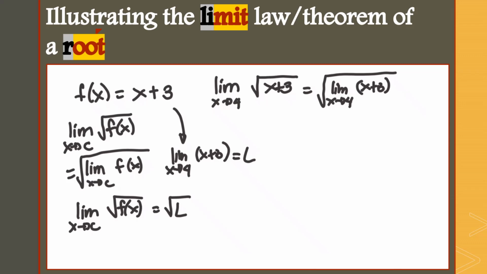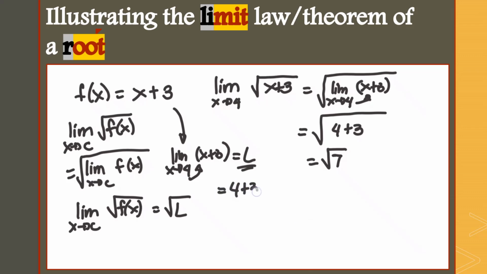Anyway, let's try to illustrate both of them. Let's use the idea of taking the power or the root outside the limit. So you have the square root of the direct substitution, because this is a linear function. You have 4 plus 3, so the answer here is square root of 7. Let's try to solve for L first. By direct substitution, you will have 4 plus 3 equal to 7. This is the value of L.